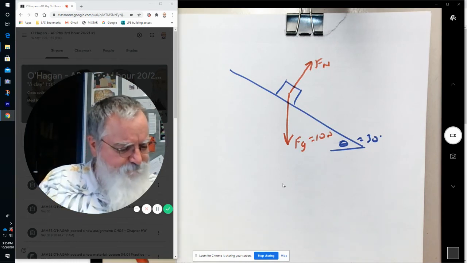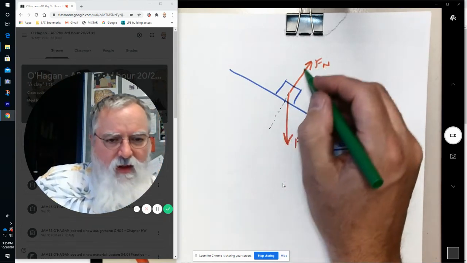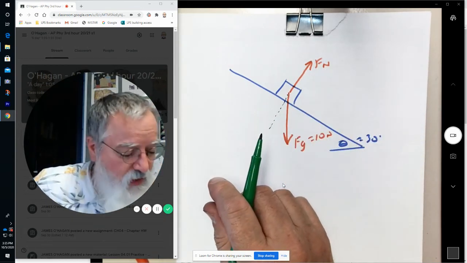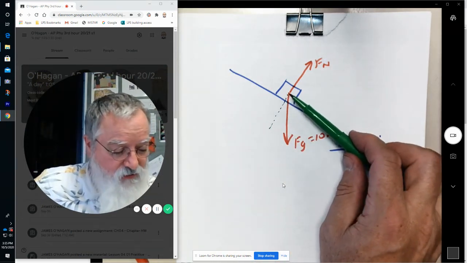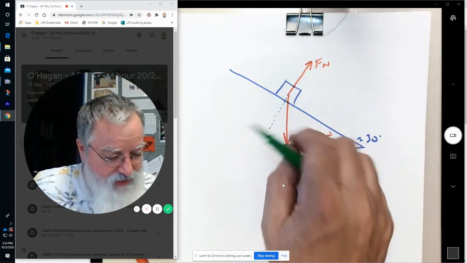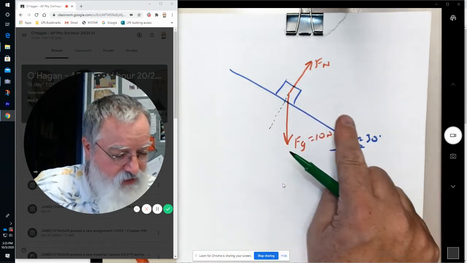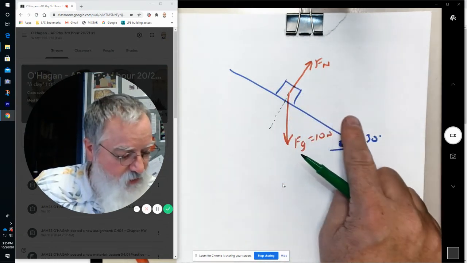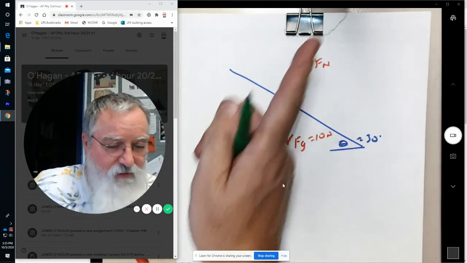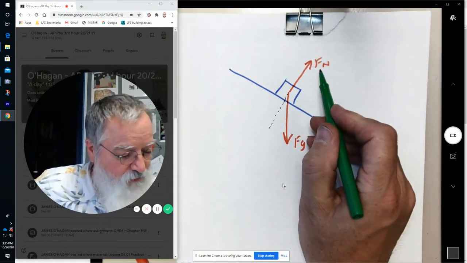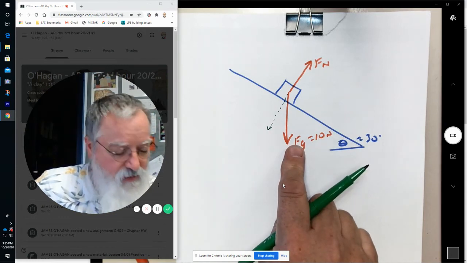First things first. In the normal direction, right here, the forces have to balance. And the reason why they have to balance is because this mass is not changing its velocity in this direction. It's not lifting off the ramp. It's not burrowing into the ramp. It's staying the same distance away from the ramp the whole time. It has no motion in this direction, and it's continuing to have no motion in this direction. So the normal force and this part right here of the gravity force are going to be balanced.